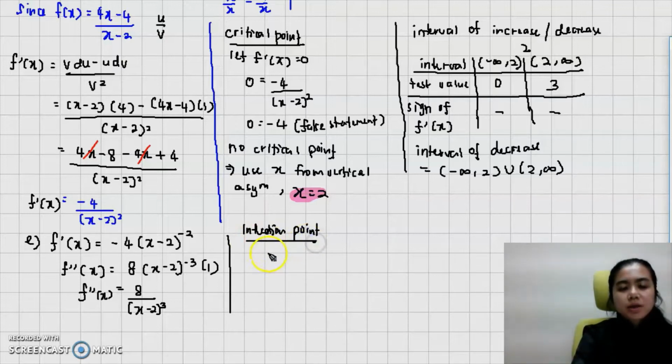Okay, so find the inflection point. So let f double prime equal to 0. So you let this one equal to 0, you have 0 equals 8 over (x minus 2) to the power of 3.